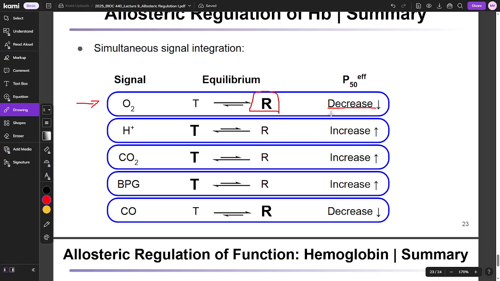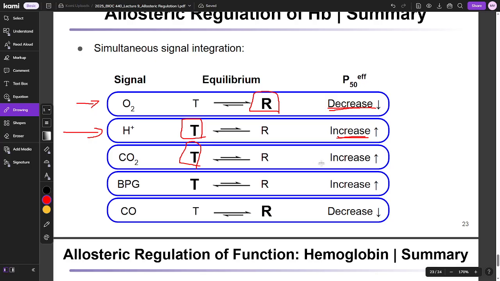the P50 decreases, which means that the concentration required to have O2 reach 50% occupancy decreases. So we have a very high affinity, so less O2 is required to reach 50% occupancy. H plus is a heterotropic effector, induces the T state, increases P50. We need more oxygen to actually get to 50% occupancy.